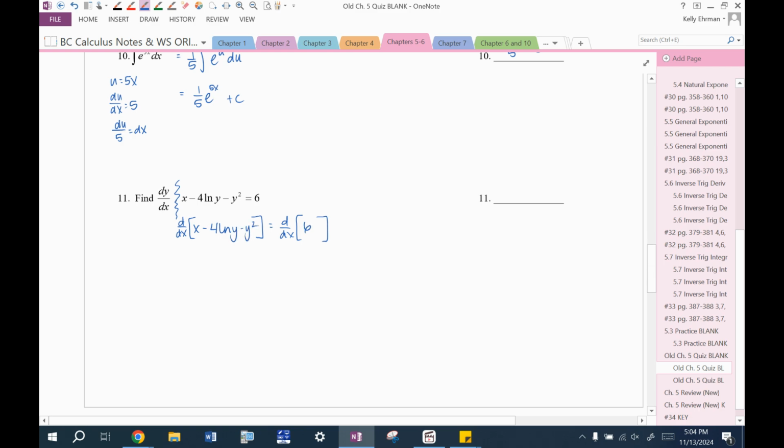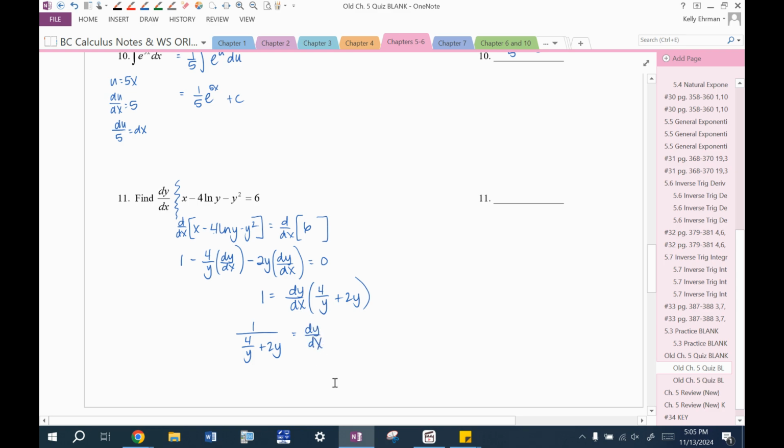Okay, so the derivative of x is 1. The derivative of 4 ln y is 4 over y. Chain rule, dy dx. Minus derivative of y squared is 2y. Chain rule, dy dx. Derivative of a constant is 0. Both of my dy dx terms are negative, so I'm going to add them over to the right side, just so I don't have so many negative signs. That would make this like 4 over y plus 2y. And then when I divide it back over, 1 over 4 over y plus 2y.